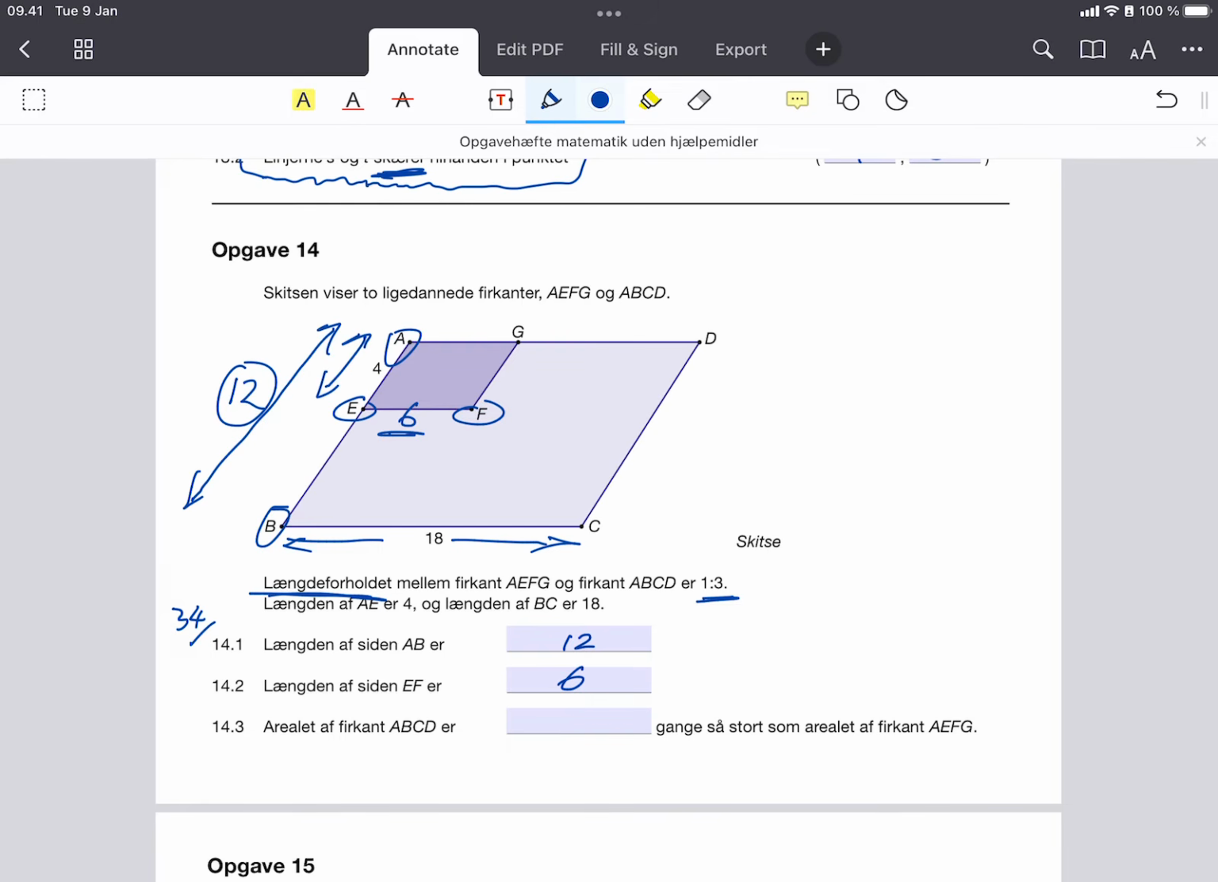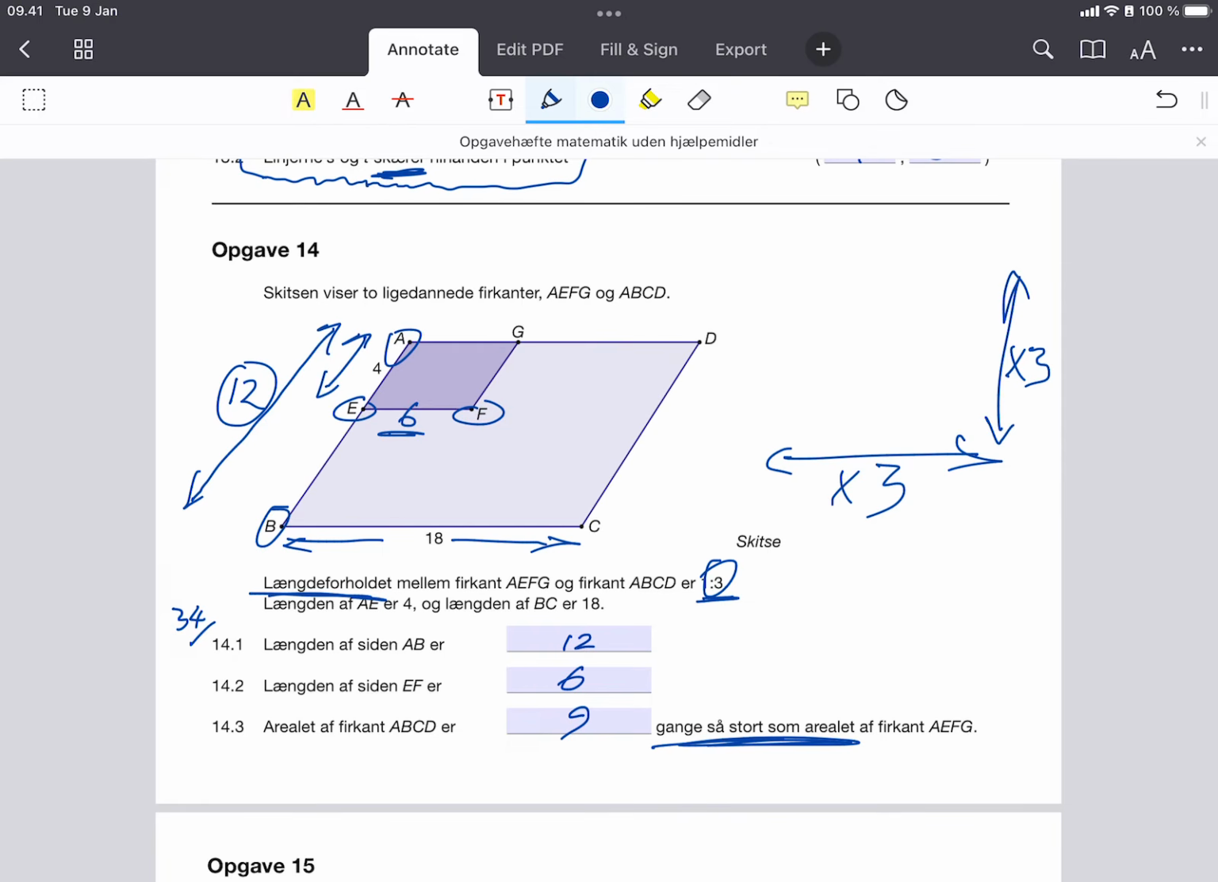And the area of quadrilateral ABCD is how many times as big as the area of AEFG? Well, you might make the mistake of thinking that it's 3 times as big because the lengths are 3 times as much. But when you calculate an area, it's in 2 dimensions. So it's 3 times as big lengthwise, but it's also 3 times as big height-wise. It's 3 times as big in 2 dimensions. So it's actually 3 times 3, 9 times as big.